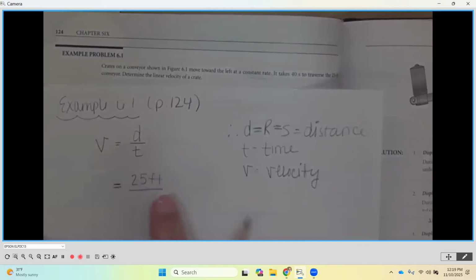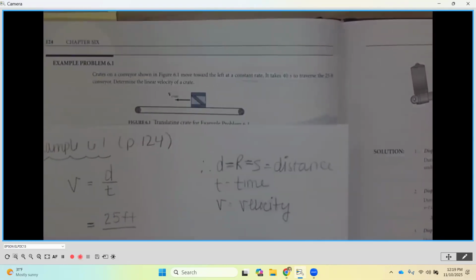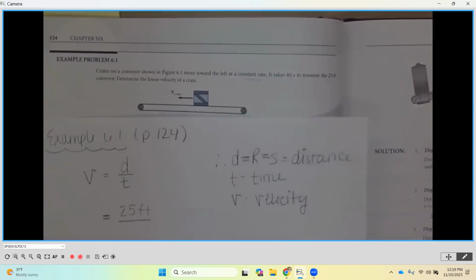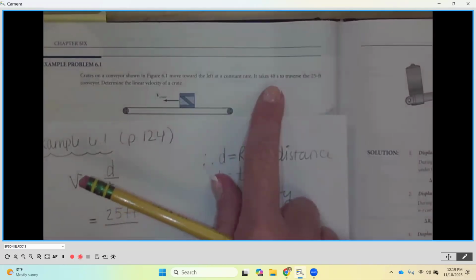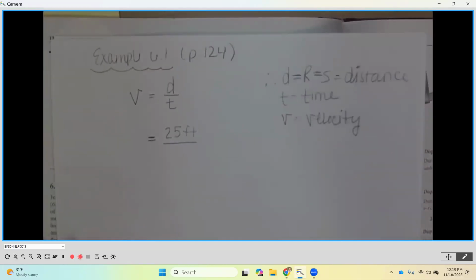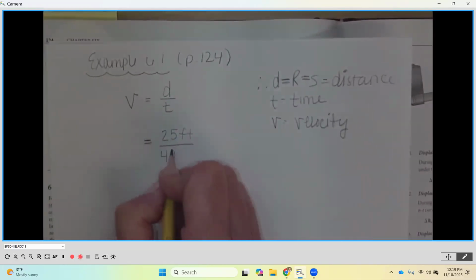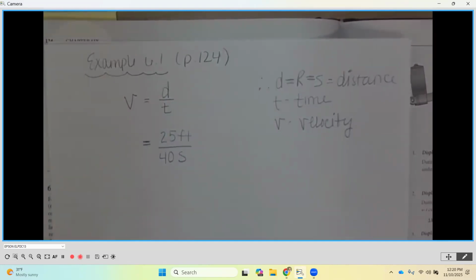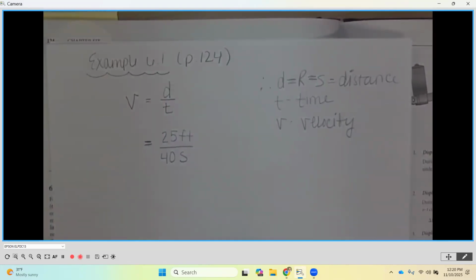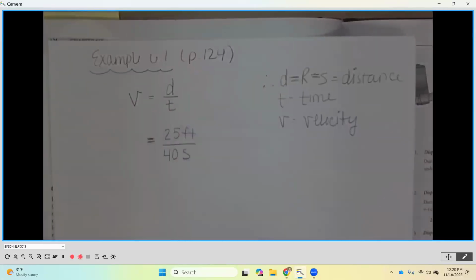So how long does it take me to cover 25 feet? Did it tell me in the problem? What did it say, Rainer? 40 seconds, exactly. So underneath, the time over here is going to be 40 seconds. Now, a couple things I want to make sure that you understand. Number one, notice that this is a division. It's distance divided by time, okay?